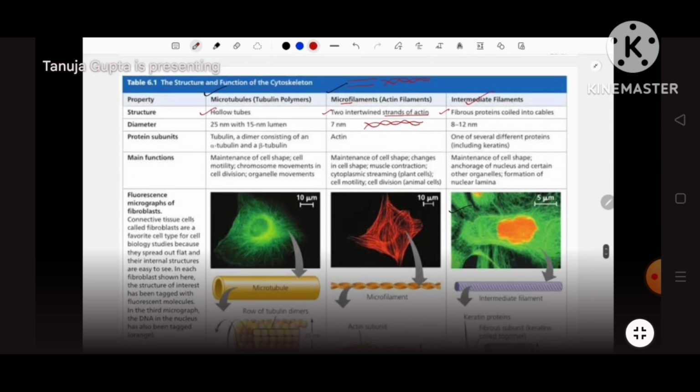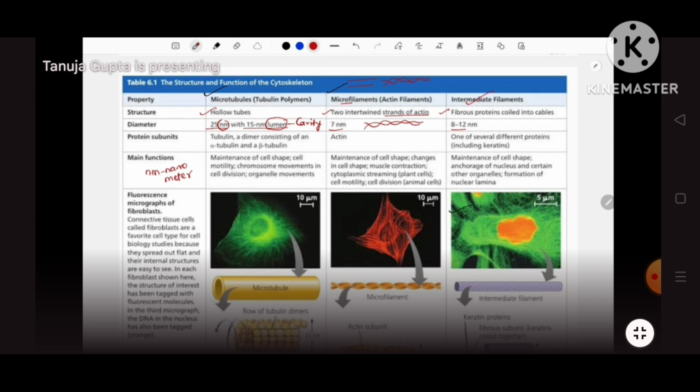Fine, now let's go further. Microtubule diameter is 25 nanometer. NM is nanometer. With a 15 nanometer lumen. Lumen means cavity, the space inside. For microfilament it is 7 nanometer, and for intermediate filament it is 8 to 12. So you can see 25 nanometer is a huge one. That's why it is the thickest.